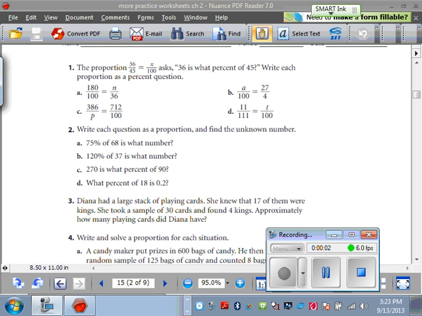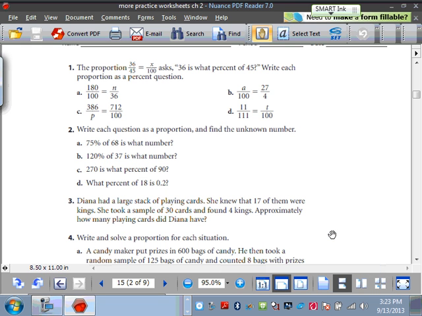Hello, Algebra. Today we're looking at lesson 2.2, capture, recapture. For number one, they're asking you to write a proportion as a percentage question. So really what they want you to do is take this proportion and put it into words.